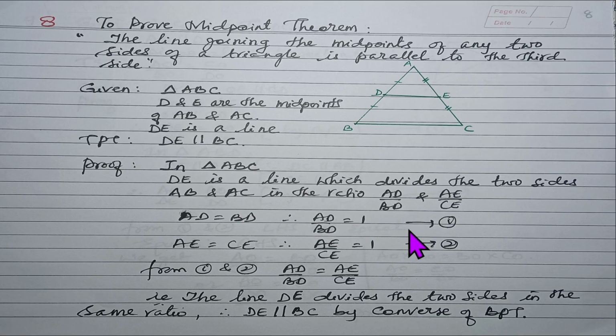So we have AD by BD as 1 and AE by CE is 1 because AD is equal to BD, AE is equal to CE. It means that AD upon BD is equal to AE upon CE, and that DE is dividing the two sides of the triangle ABC in the same ratio. Two sides are divided in the same ratio, therefore DE is parallel to the third side, that is BC, by converse of BPT.